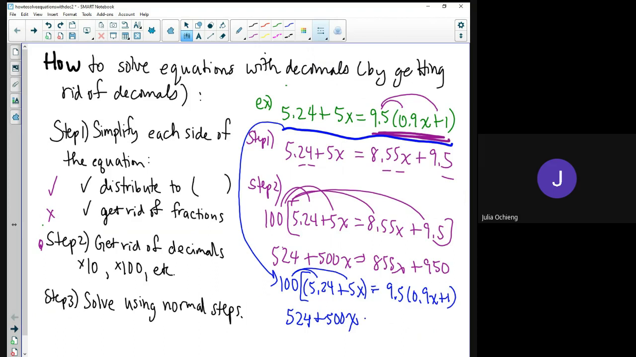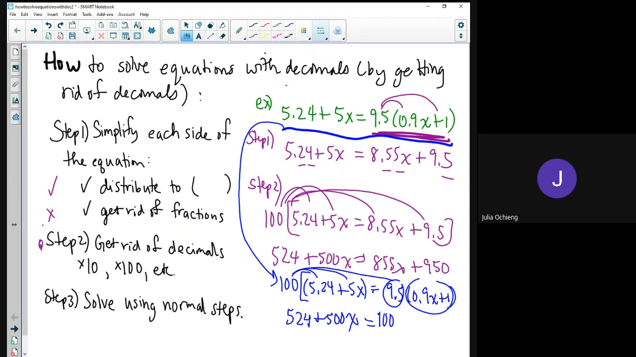Okay, so that's normal. And when I distribute the 100 to this, I have to be careful because I have to choose whether to distribute it to the 9.5 or the parentheses. I cannot distribute it to both because then I'm multiplying by 100 twice. Again, let me show it to you a different way.